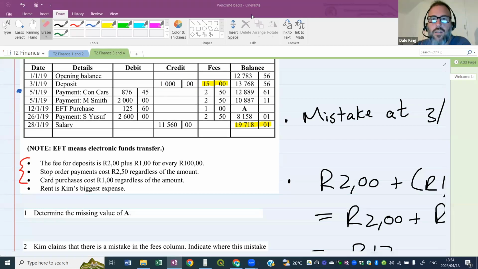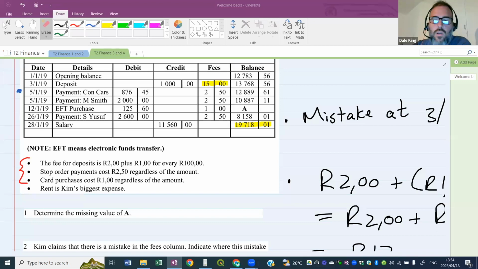Anyone have an idea? Where's Sonia? Where's Janu, Tayamo? What must we do, guys? How are we going to correct this statement?